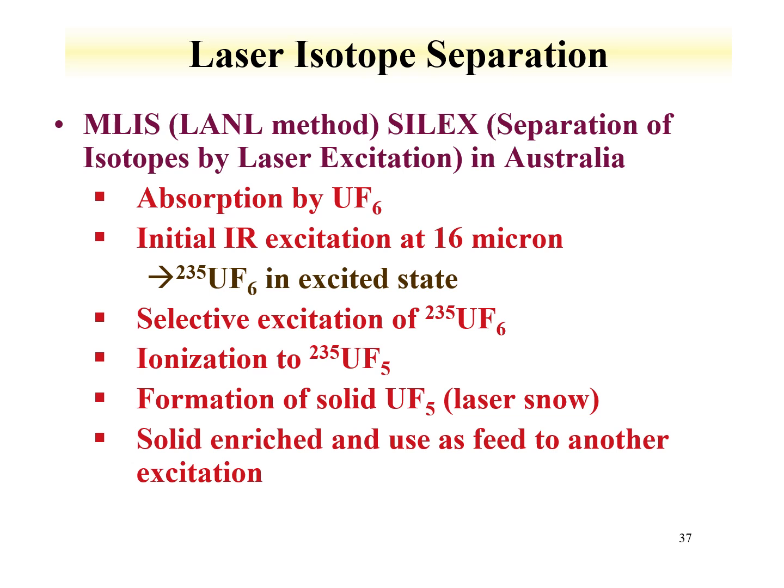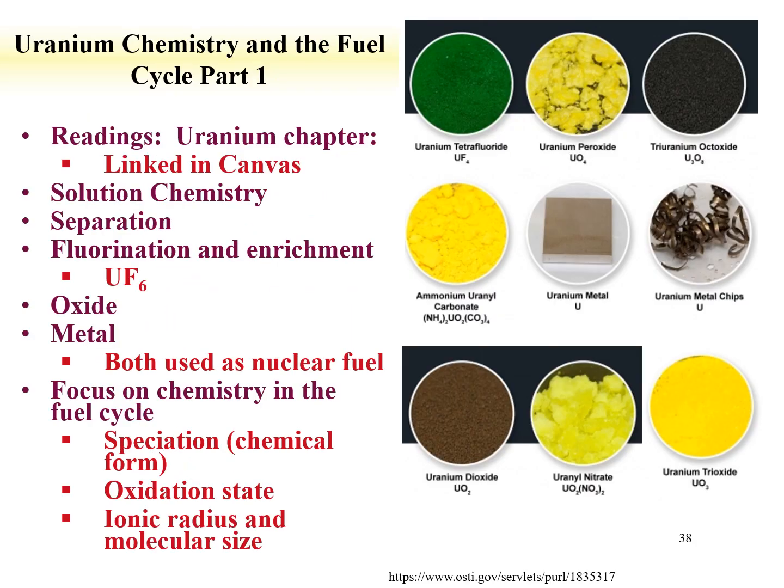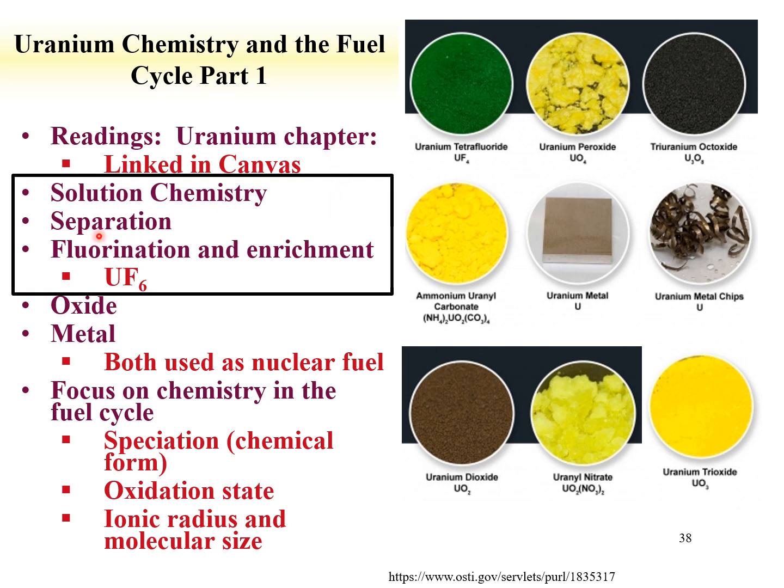Okay, this concludes the first part of the lecture on uranium and the nuclear fuel cycle. This concludes part 1 of the uranium chemistry and fuel cycle lecture. We explored the solution chemistry of uranium, talked about separations, then we ended the lecture with fluorination and enrichment. We went over a lot of details on the enrichment process, but you should understand the role that uranium hexafluoride plays in the enrichment process, how the enrichment process operates, fundamentally by exploiting the mass difference between the uranium-238 hexafluoride and the uranium-235 hexafluoride.